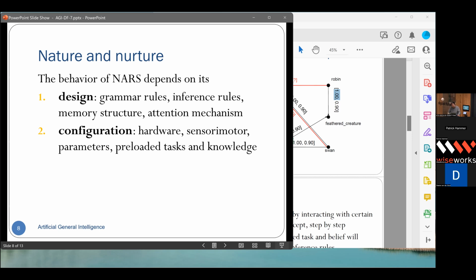But a second factor is what I call configuration. You can call it a different thing. The first one is kind of like the mind as an abstract model. The second one is we're talking about the body. You put this mind in.